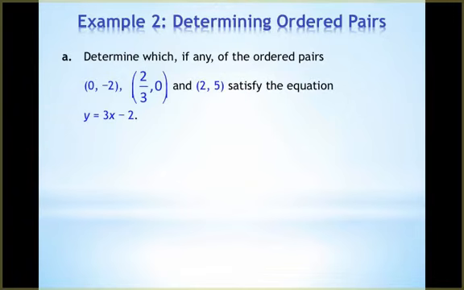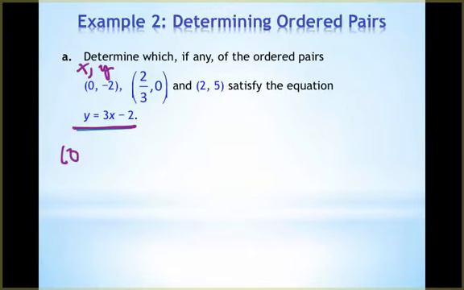In example 2, we're going to determine which, if any, of the ordered pairs that are given here satisfies the equation y equals 3x minus 2. If it satisfies the equation y equals 3x minus 2, what that means is that if I substitute in the given points for x and y, then I'm going to make this equation true.